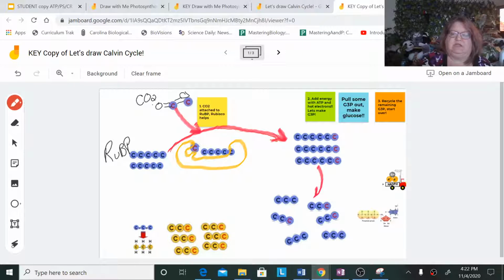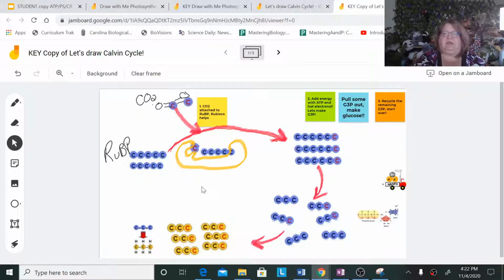It's going to break down, and then we're going to add some things to make this happen. So what are we going to do? We're going to add some ATP. Let me move these over just to give some more space here. We're going to add some ATP and NADPH. Let me just scoot these up just a little bit so we have a little space there.